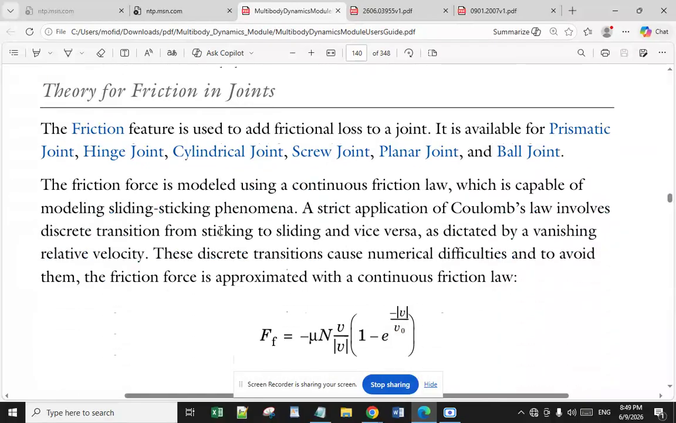Theory for friction in joints. The friction feature is used to add frictional loss to a joint. It is available for prismatic joint, hinge joint, cylindrical joint, screw joint, planar joint, and ball joint. The friction force is modeled using a continuous friction law, which is capable of modeling sliding and sticking phenomena.